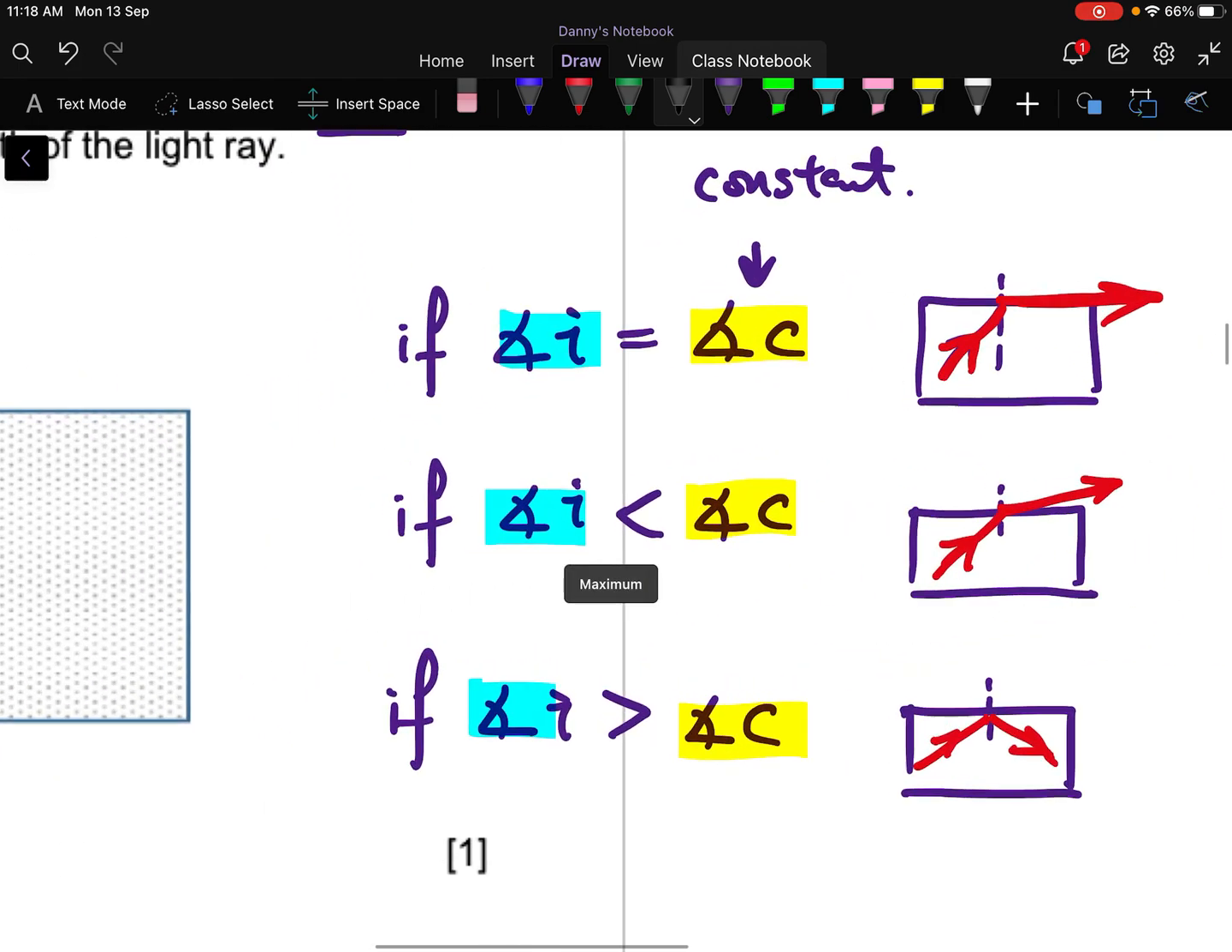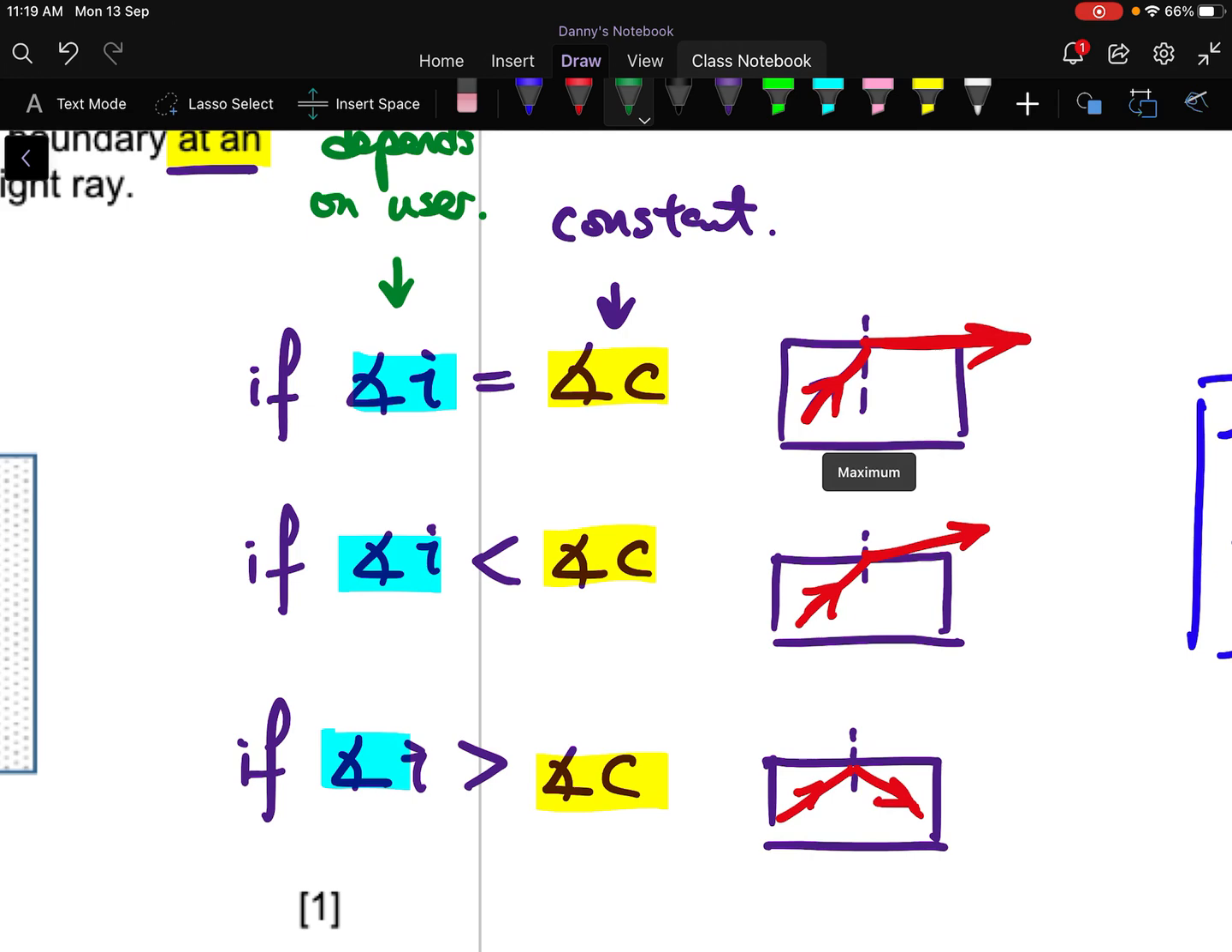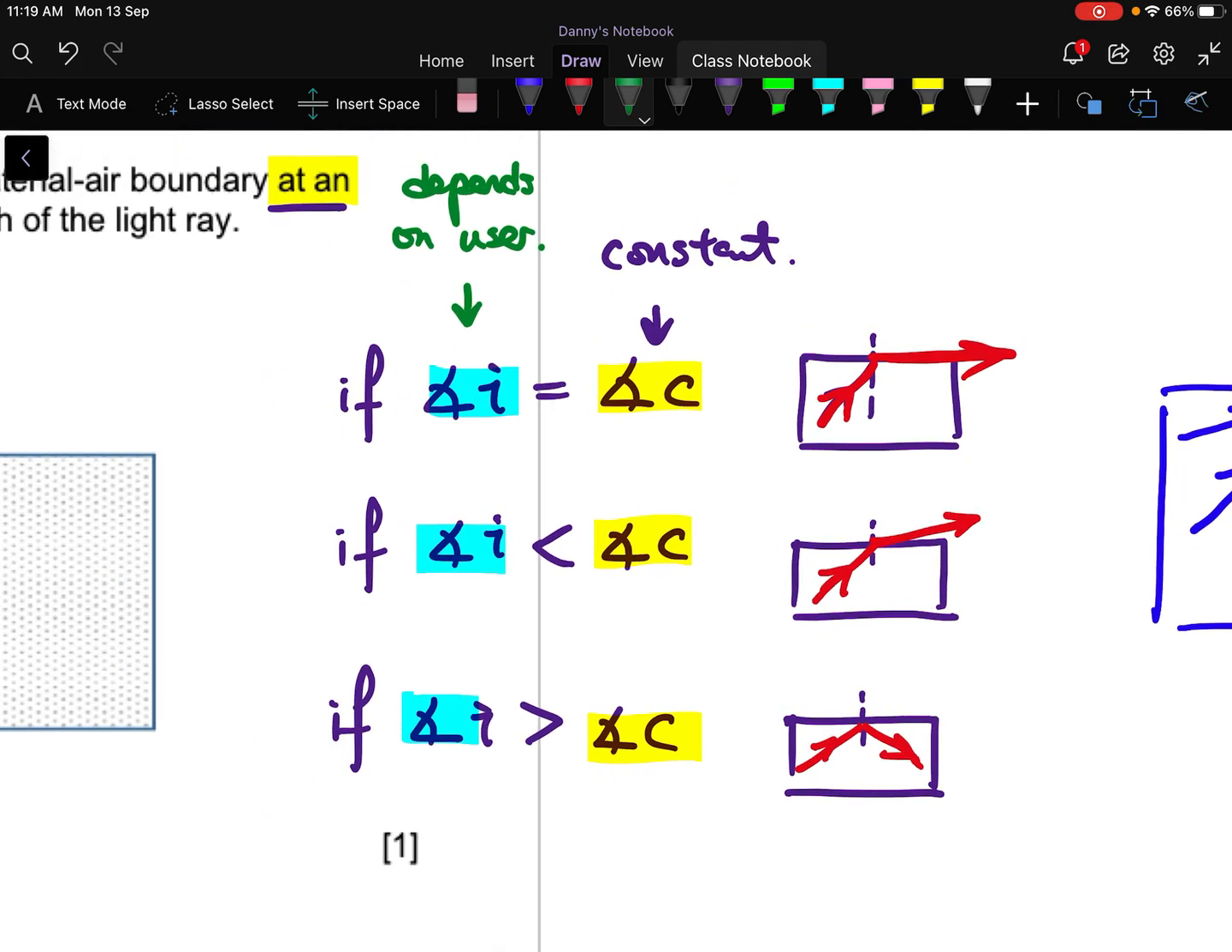Blue, red, and black. So this blue color, angle of incident, is an independent variable. This one depends on the user, right? The user can decide what the angle i is. So by choosing different numbers, let's say my critical angle is 40 degrees. For material X, the critical angle will be a fixed number. And you can decide, okay, I may want to shine the light at exactly 40.